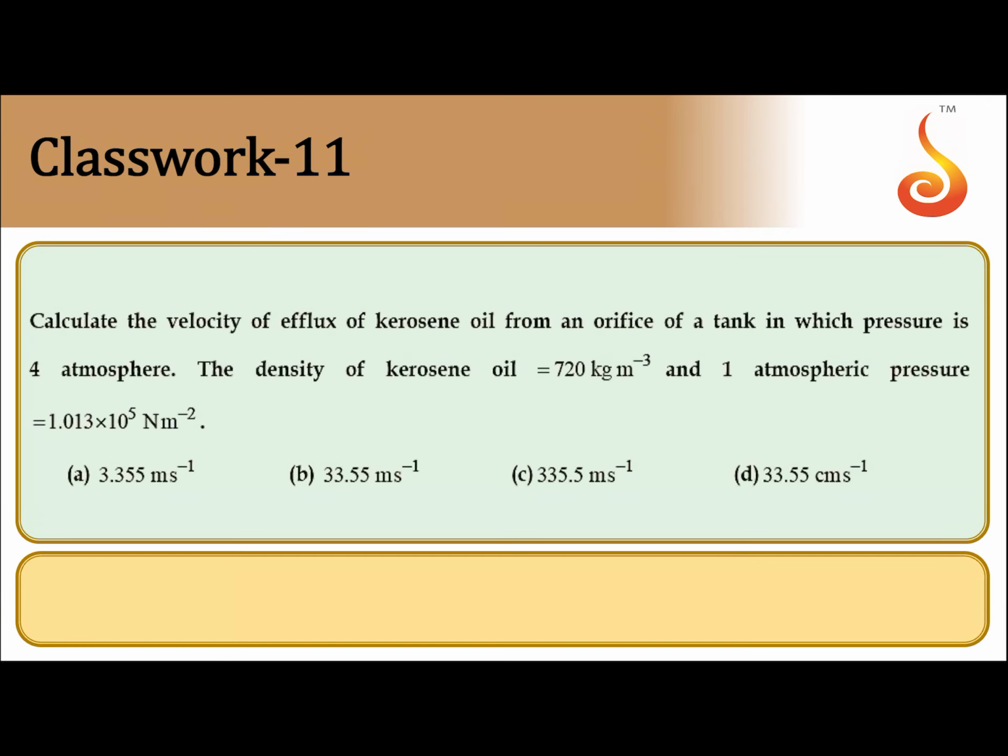Example 11. Calculate the velocity of efflux of kerosene oil from an orifice of a tank in which pressure is 4 atmosphere. The density of kerosene oil is 720 kg per meter cube and 1 atmospheric pressure is 1.013 into 10 to the power of 5 pascals. Simple question. Velocity of efflux is given by square root of 2gh, right?